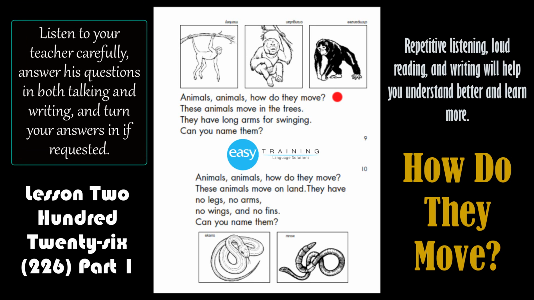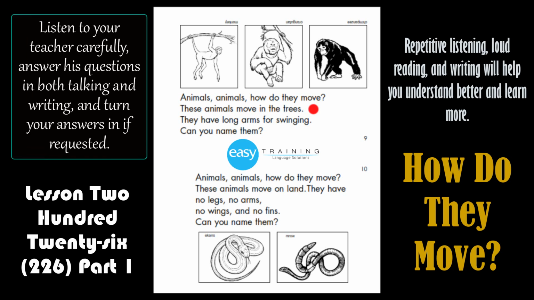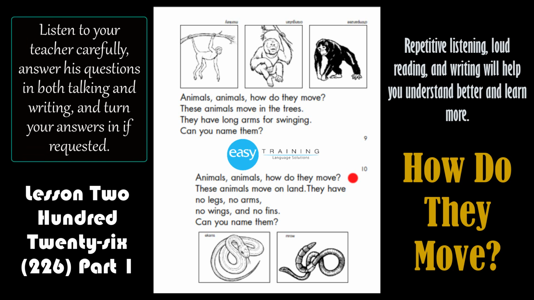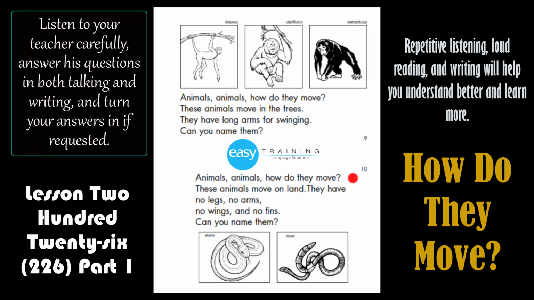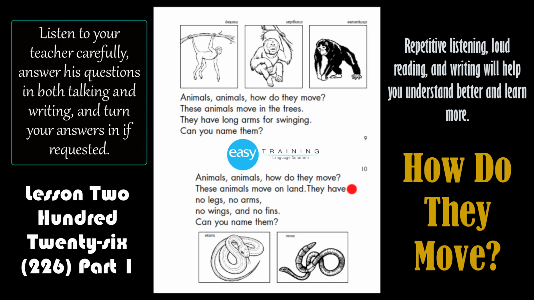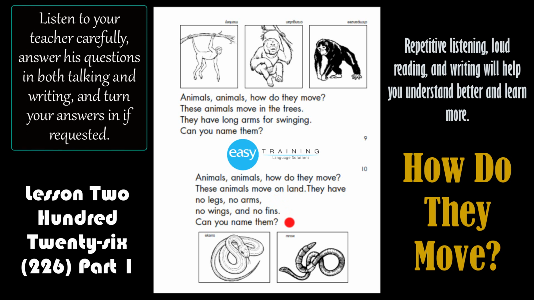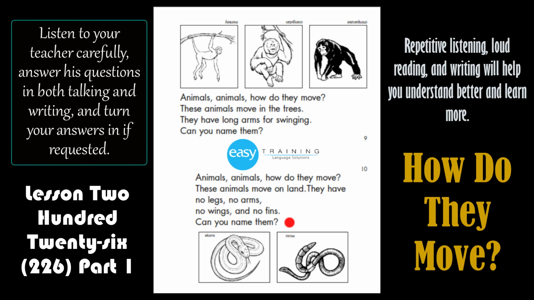Animals, how do they move? These animals move in trees. They have long arms for swinging. Can you name them? Animals, how do they move? These animals move on land. They have no legs, no arms, no wings, and no fins. Can you name them? The end.